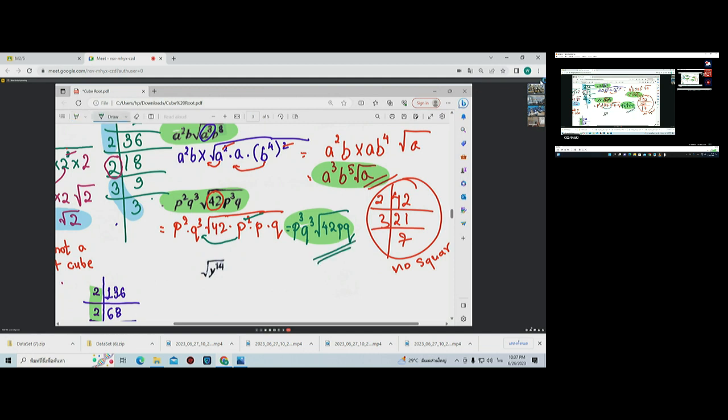Easy or hard? Hard? Normal, okay. Okay, just the last answer, okay? What is the square root of y power 14? Answer is y power 7. Easy.